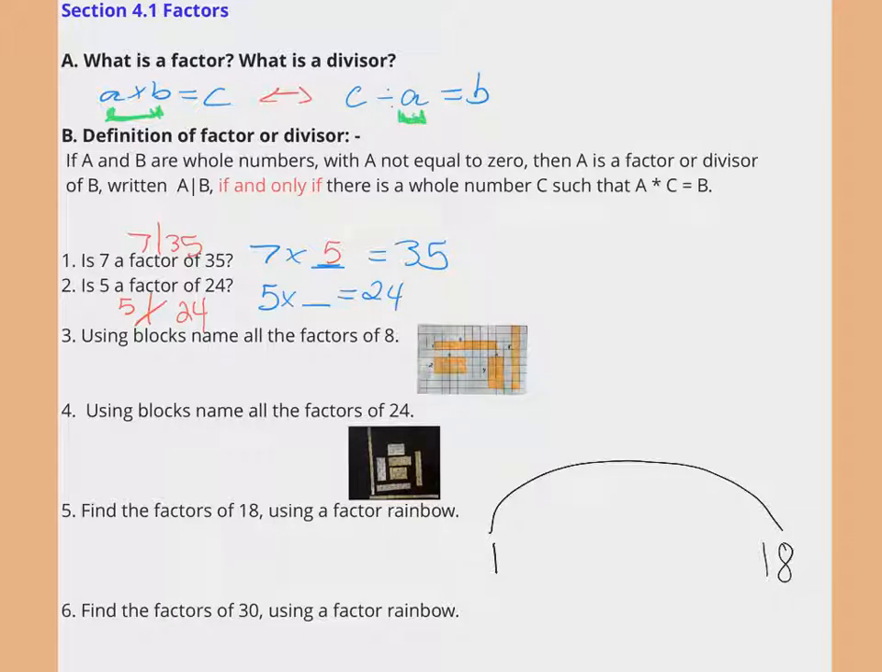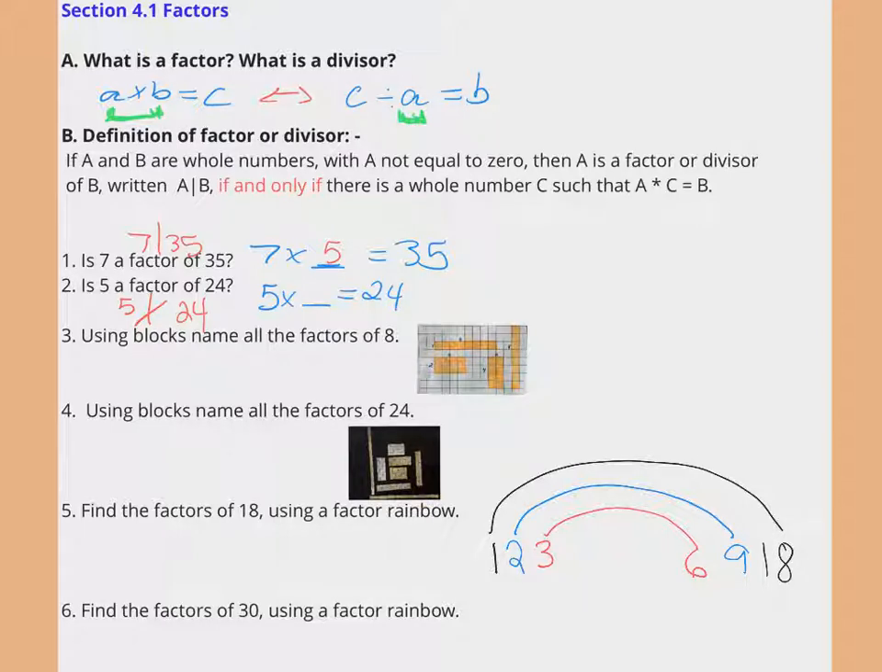And then I'm going to go to my next number. So I'm going to try 2. I know that 2 times 9 will give me 18. And then I'm going to go to my next number, 3. I know that 3 times 6 will give me 18. And then if I go to 4, there's no number I can multiply 4 by to make it a factor of 18. And I can try 5.